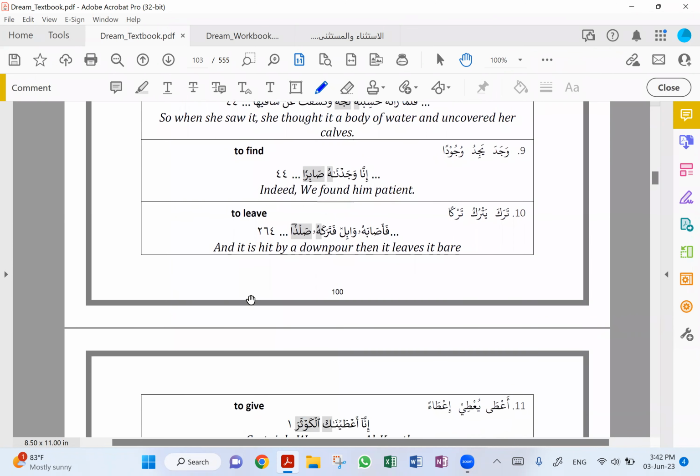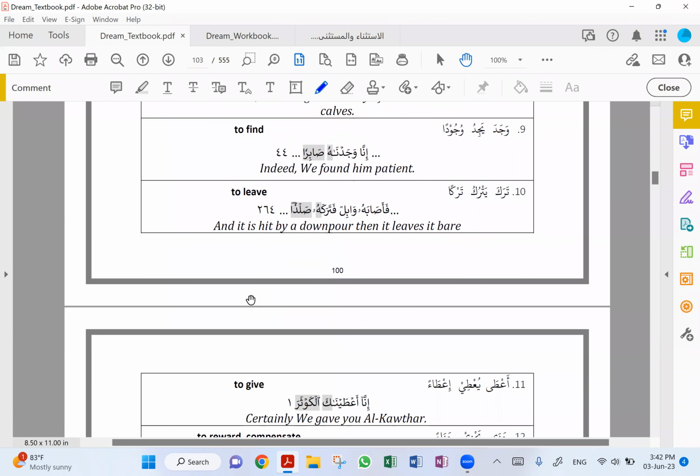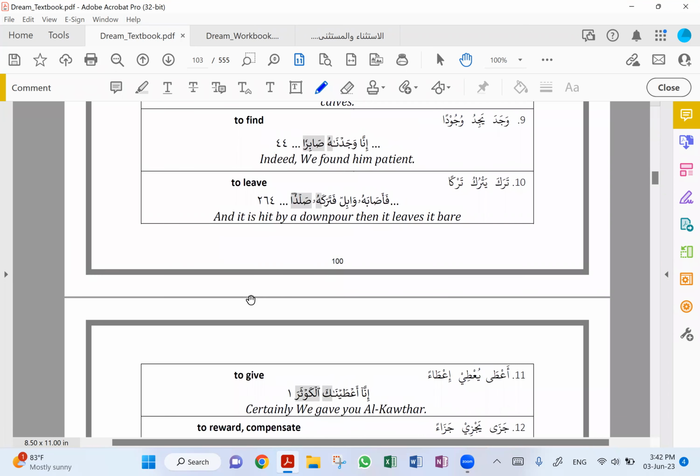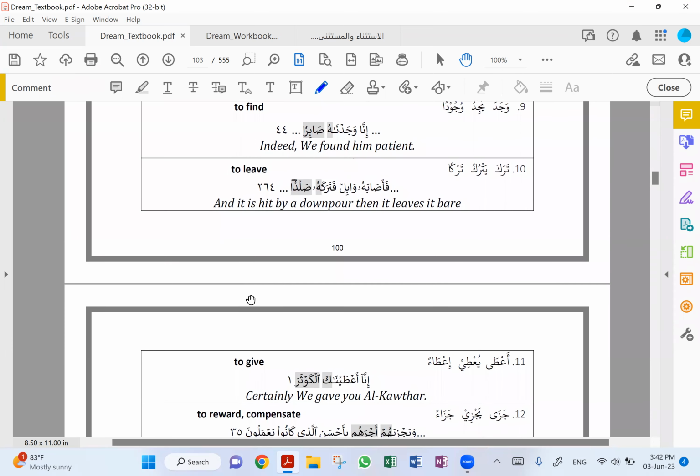ترك يترك تركا, again, to leave. I left him crying. That could be a مفعول حال. Or I left it good, like I left it in a good state. It could be something like this. And of course you have examples in the Quran. فَتَرَكَهُ صَلْدًا, and it leaves it bare. So Allah is giving an example.